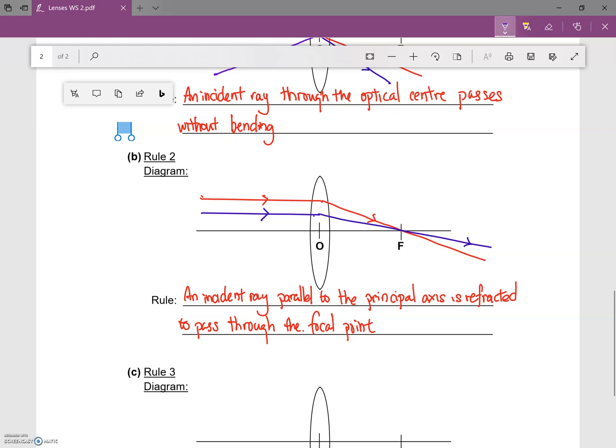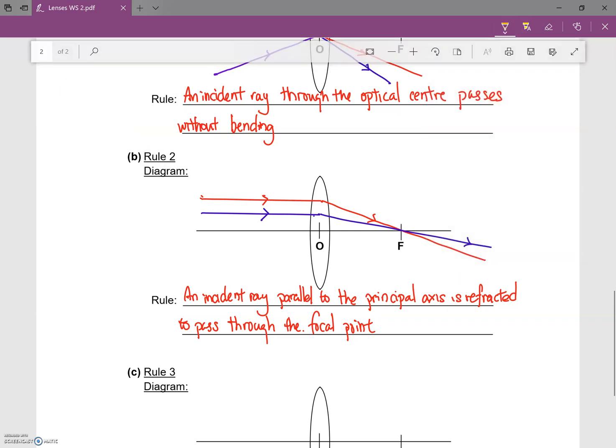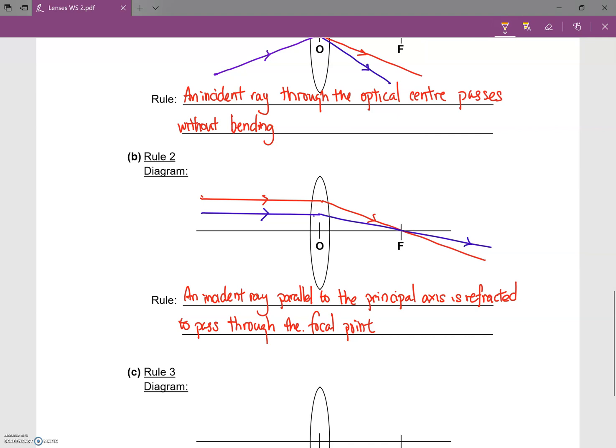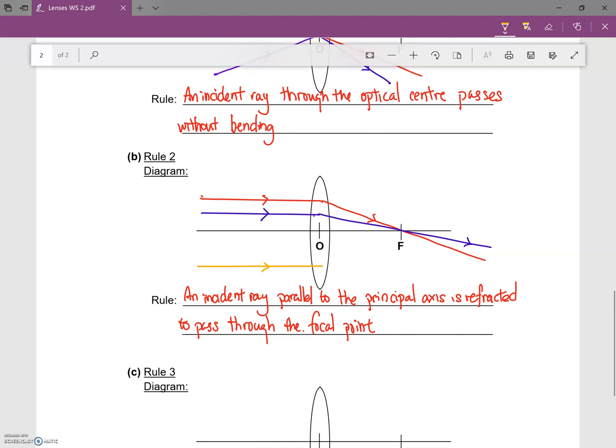Now, what if it is from the bottom? Let's try from the bottom. A light ray parallel to the principal axis. Let me draw it like this. What's going to happen? We say that it will be refracted to pass through the focal point. So it will be like this. So rule number 2, another important rule. Please take note and remember it.